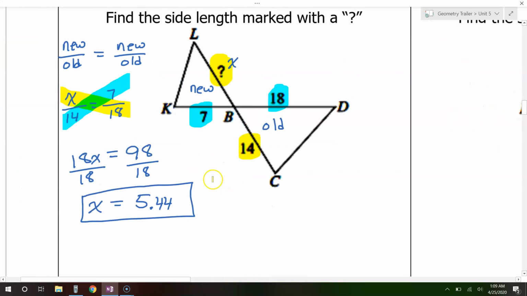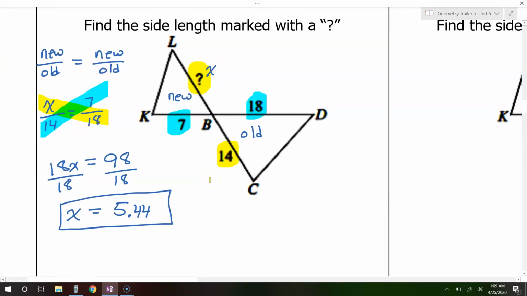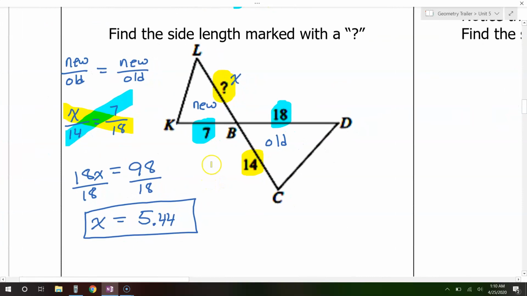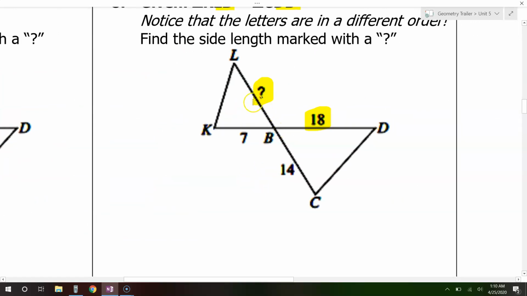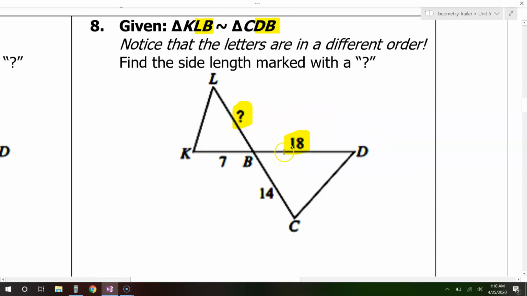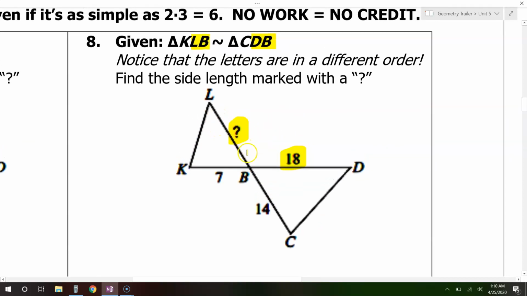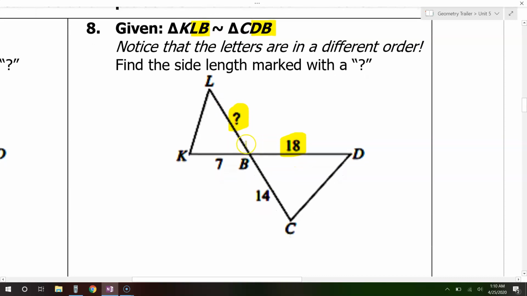So notice these pictures are exactly identical. They're the same picture. But last time, the question mark was corresponding with the 14. This time, the question mark is corresponding with the 18. That means there's nothing about the picture that's going to tell you which sides are corresponding sides. You have to use the similarity statement.